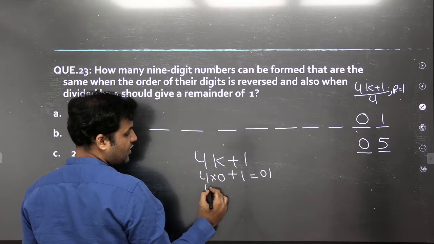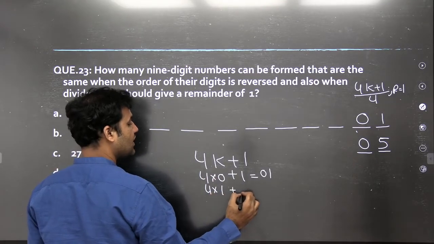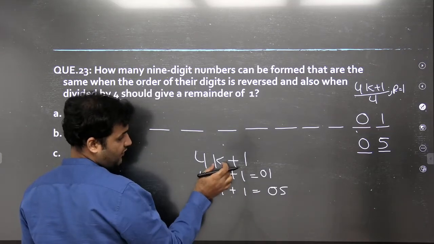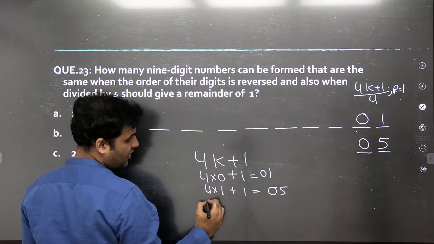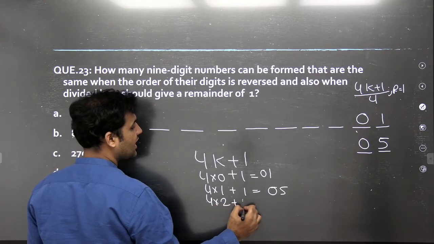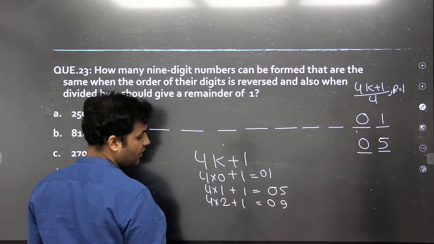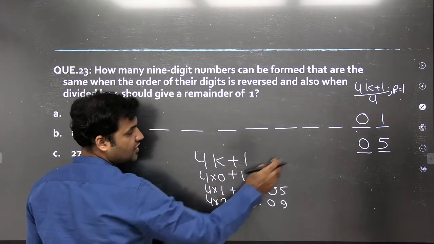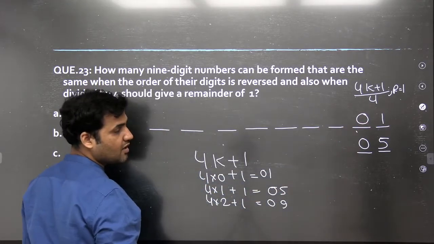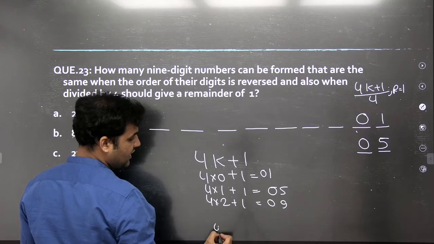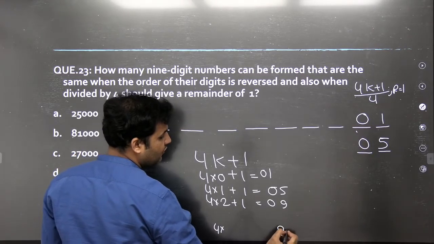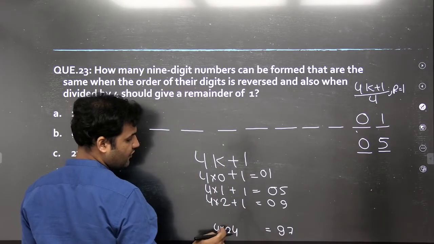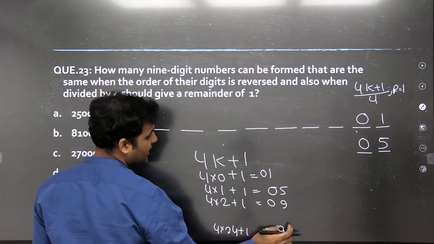To get the second number, you will have to place the value of k as 1. You will get your second number as 05. And if you put the value of k as 2, you will get the next number as 09, and so on. The last number for which the last 2 digits will give you the remainder of 1 is 97, which will appear for k equal to 24. If you put k as 24, 24 into 4 is 96 plus 1, that is 97.